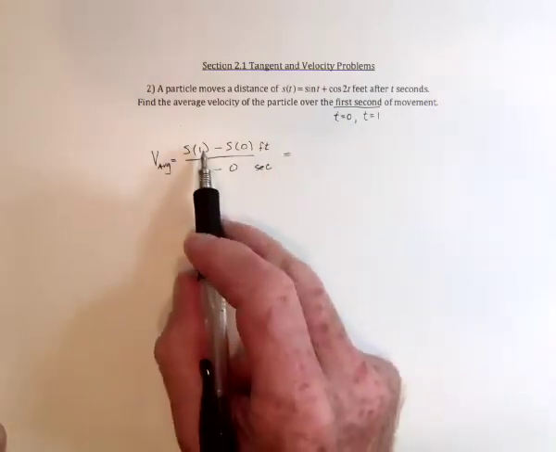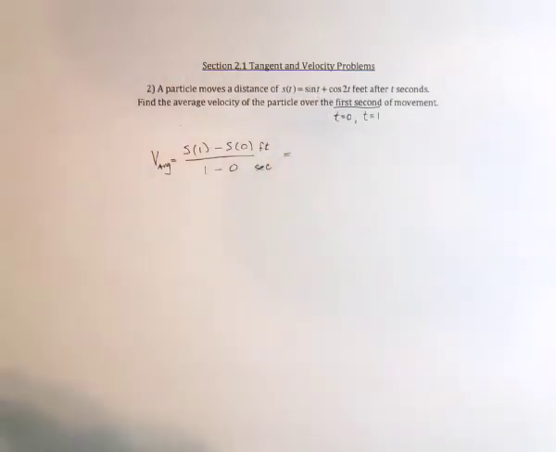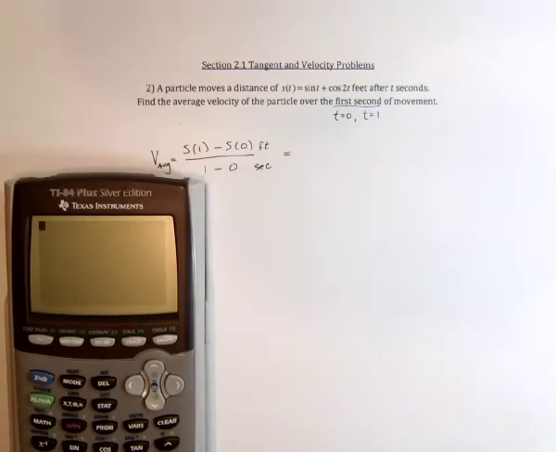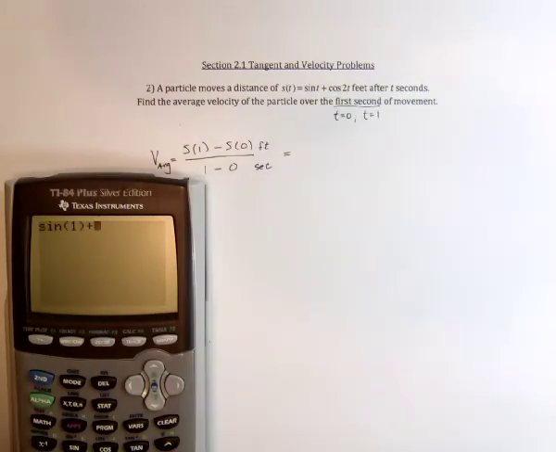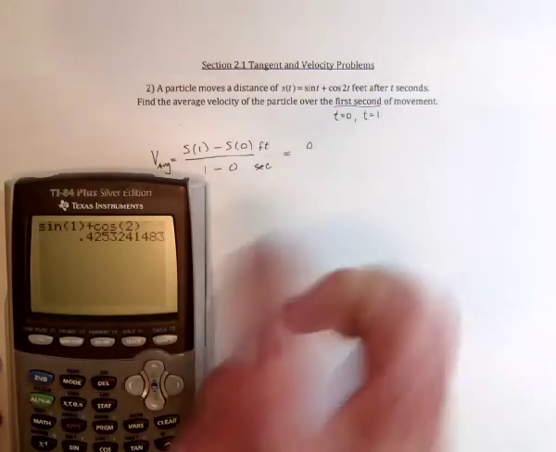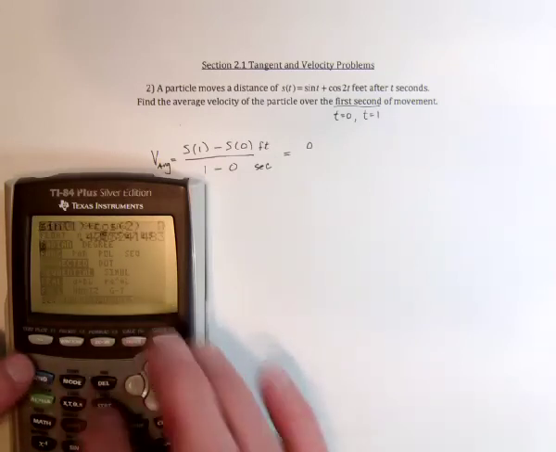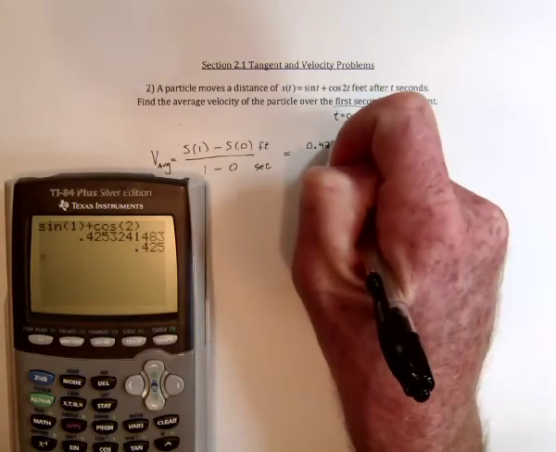And then we need to substitute a 1 in there. So sine of 1 is in radians because it doesn't say 1 degree. So we need to find out how much is sine of 1 plus, and then substitute a 1 in for t over here, cosine of 2. I'm going to change this to 3 decimal places. So it's 0.425.